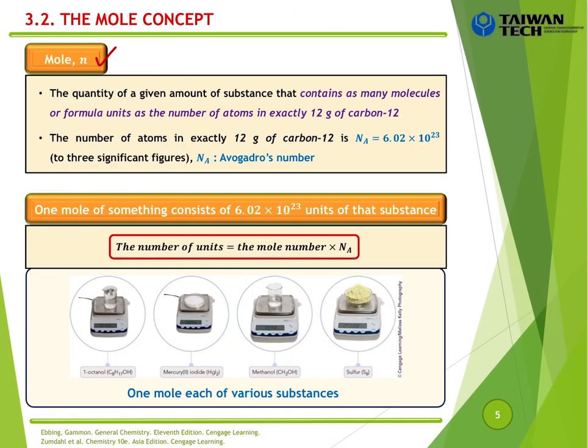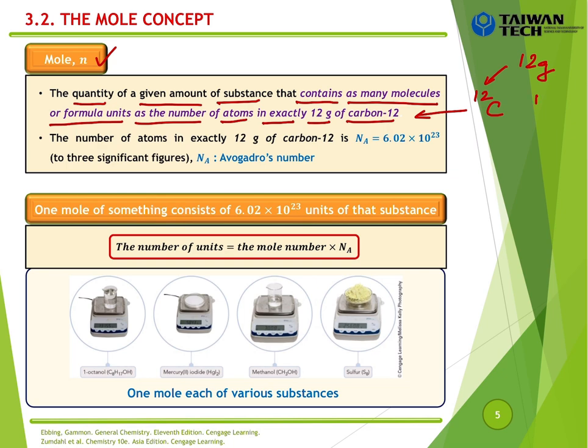And we define the mole. We use the symbol n for mole or notation n. And from here, 1 mole means the quantity of a given amount of substance that contains as many molecules or formula units as the number of atoms in exactly 12 grams of carbon 12. So we also use carbon 12 as the standard. So if we have carbon 12 atoms and we have 12 grams of carbon 12, and how many atoms of carbon 12 inside, we call that amount 1 mole.